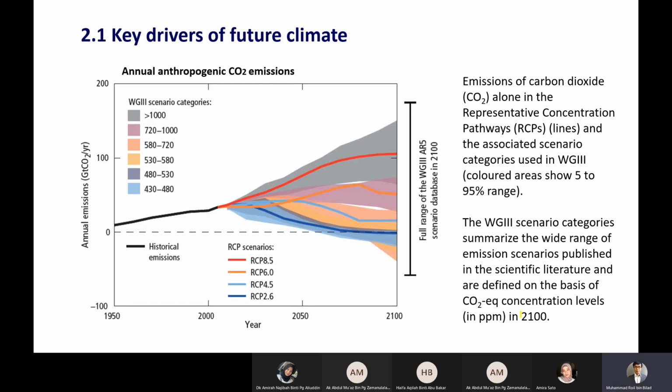So if you look into this graph, it's showing what will be the CO2 emission, which is anthropogenic, I mean, as a result of human activities. The baseline will be around 1950, and then the projection is until 2100, so about 80 years from today.